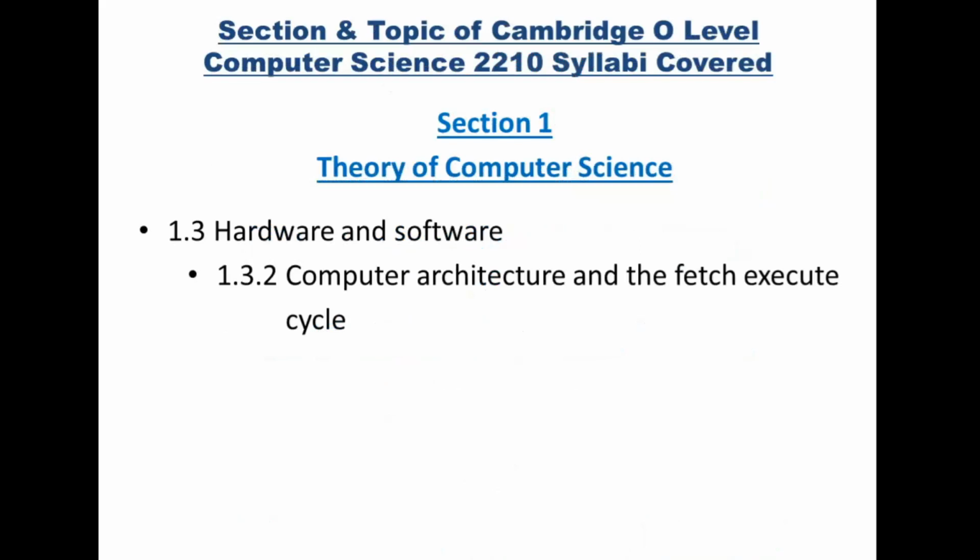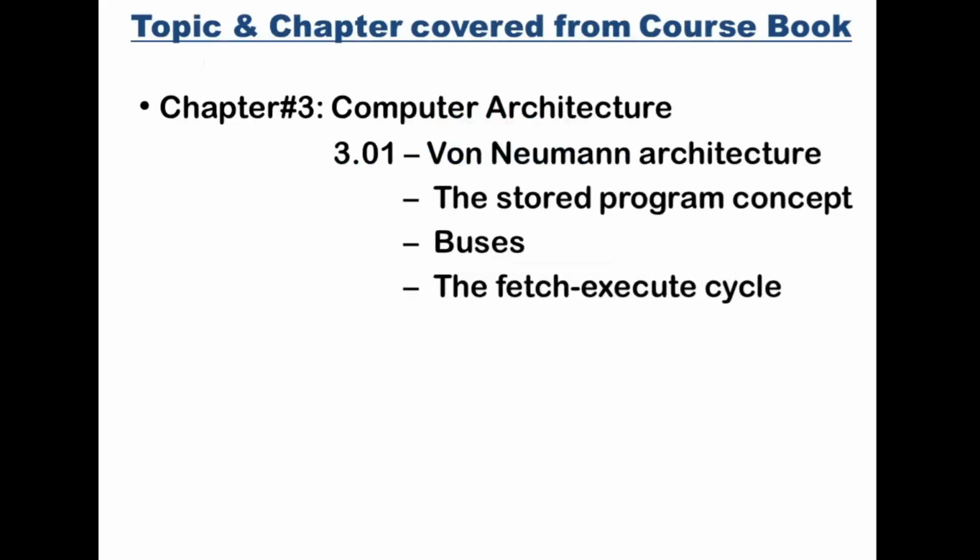See boys, this is the section and the topic of the Cambridge O-Level Computer Science 2210 syllabus which we have covered. It's 1.3 hardware and software, and then 1.3.2 computer architecture and the fetch execute cycle. It is in section 1 and the name of the section is theory of computer science. Here is a topic and the chapter which we have covered from the course book.